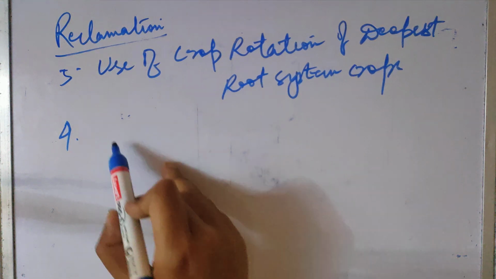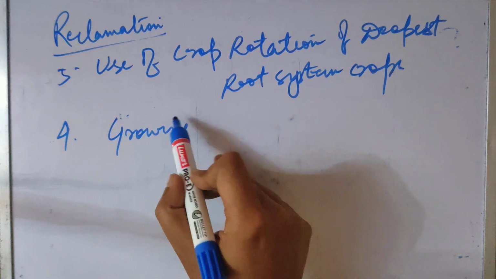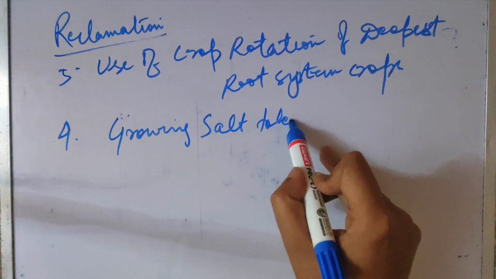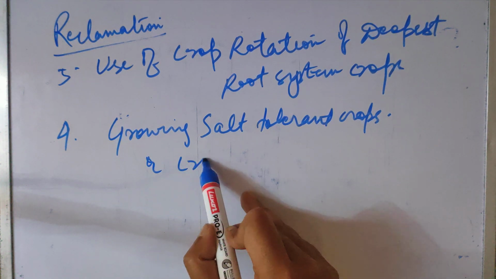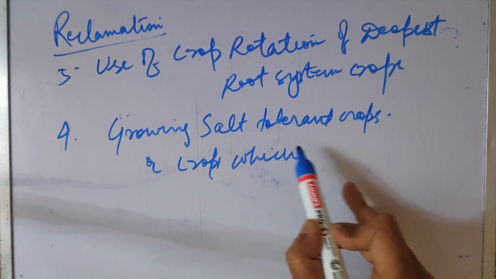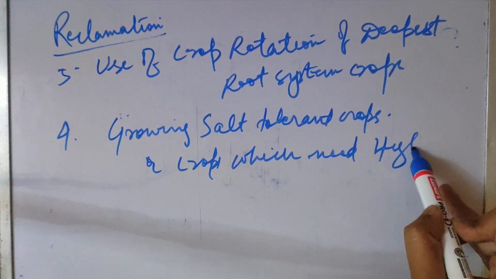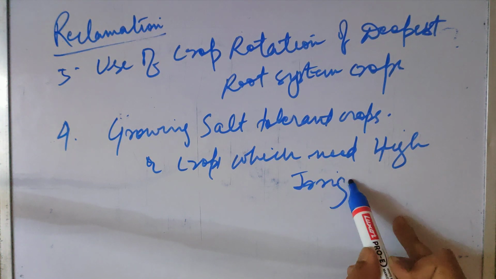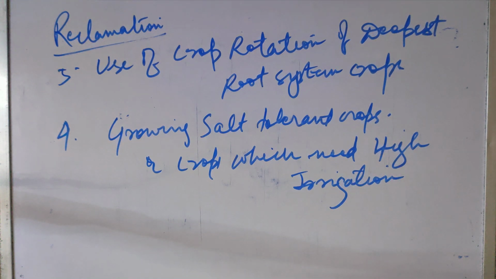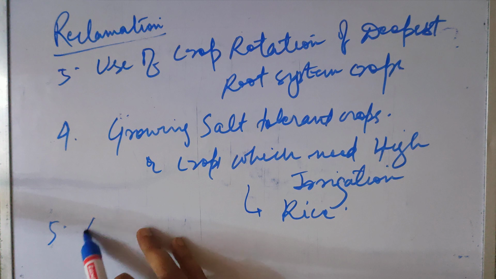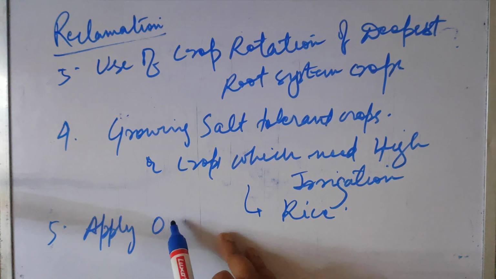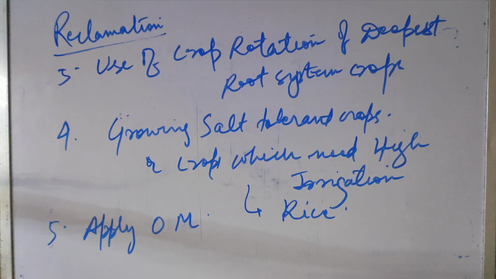Growing salt tolerant crops, or crops which need high irrigation, because due to high irrigation most often the salts are leached out and diluted so that they are not much harmful to plants. We need to apply organic manures. So this is how we can reclaim saline soils.